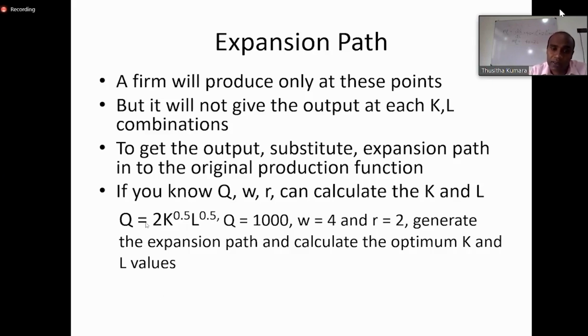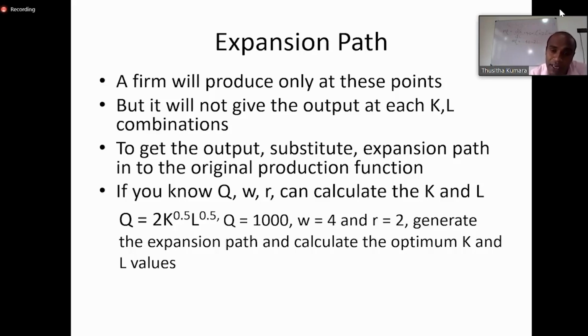So I have given one example. The production function is given as 2K to the power 0.5 and L to the power 0.5. Output is given as 1000. W is given as 4 and R is given as 2. That is, rent is 2, wage is 4, output level is 1000, and the production function is given. Now, the question is to generate the expansion path and calculate the optimum K and L values.